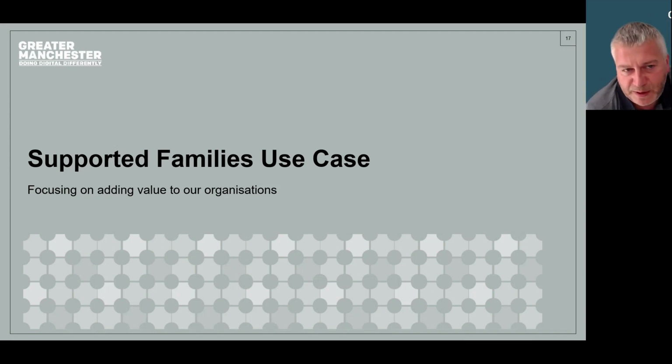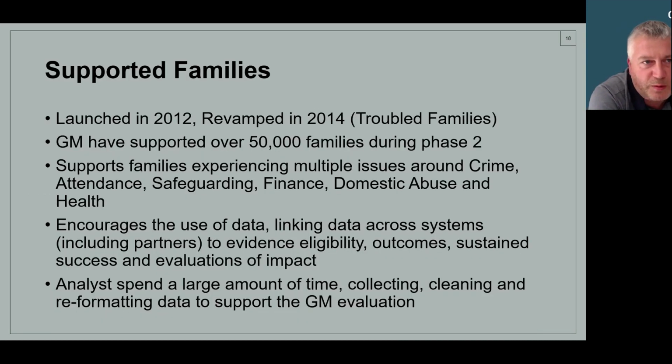So we've been looking at the concept for a couple of years now, and really wanted to find a use case that could prove this, and also at the same time increase the maturity levels within organisations that we work alongside. So the supported families programme, it used to be called the troubled families. It's been around for about 10 years now. The second generation was revamped in about 2014, so it goes back to the Cameron era from a government perspective. Since it was established across Greater Manchester, there's over 50,000 families that have been supported through this programme.